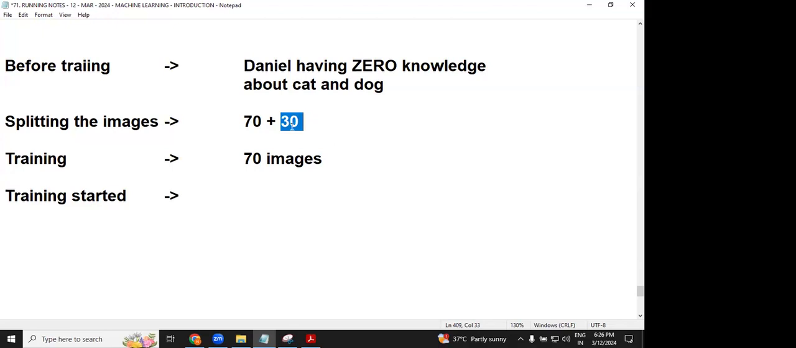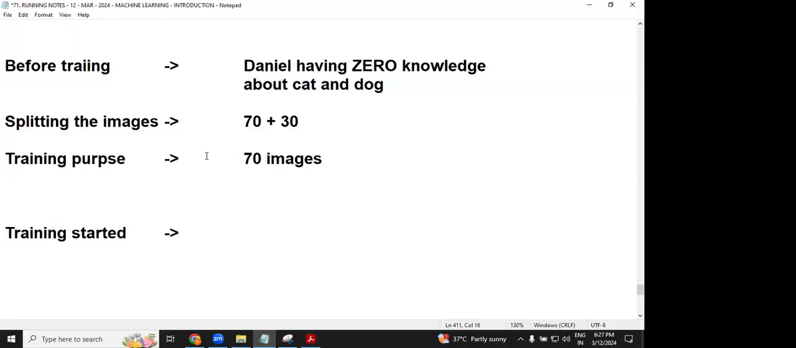Good. Now, what exactly happened: my father split the images. For training purpose, he is using 70 images. And for testing purpose, how many images? 30 images. Come on, get ready. Here onwards, let me recall one more time.